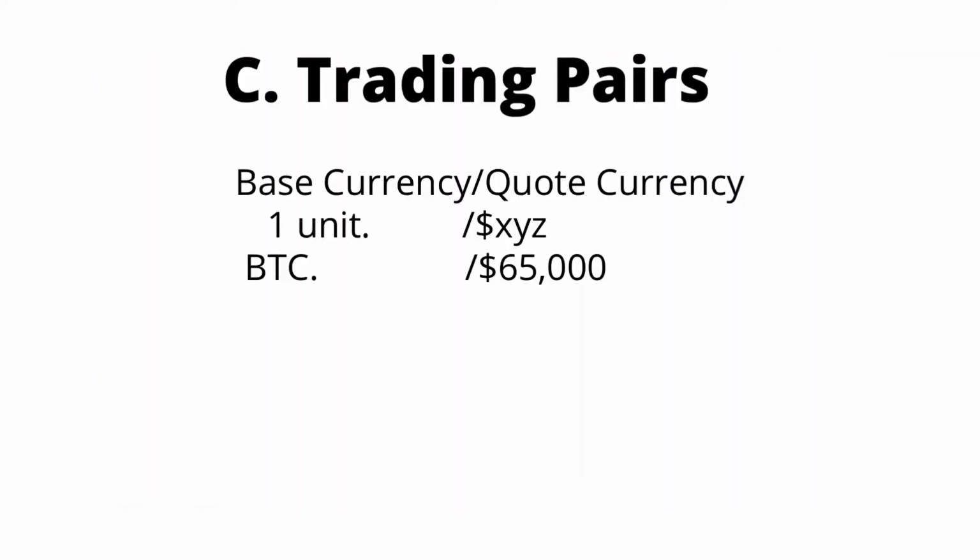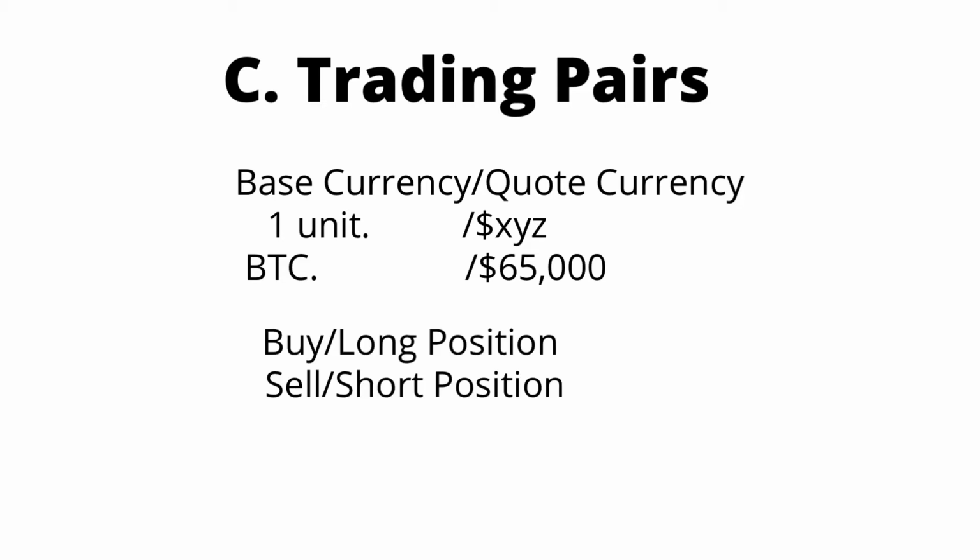Next topic, we're gonna jump into our trading pairs. When you trade Forex, you trade in pairs. So you have a base currency and a quote currency. The base currency is always set to 1 unit, and the quote currency will consist of however many units it takes to make one of the base currency. So for example, it takes $65,000 to make one Bitcoin, or around $65,000. A buy position is a long position, and a sell would be a short position.